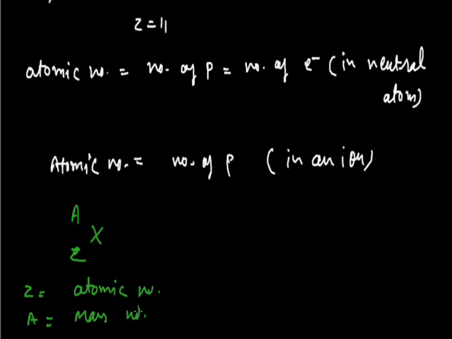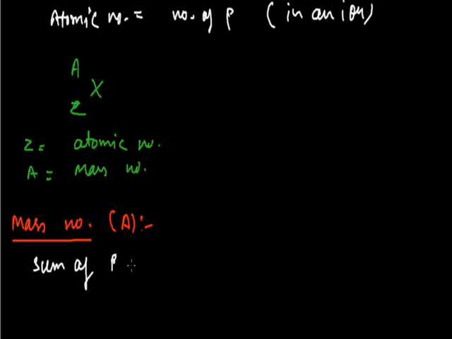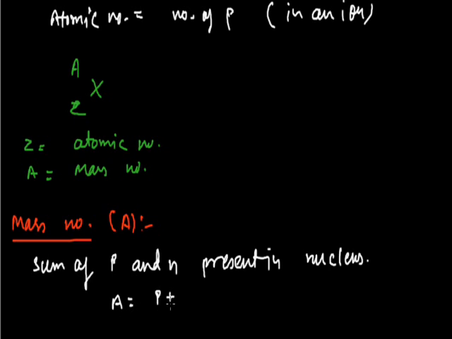Atomic number you have seen. Next we will see mass number, represented by capital A. The mass number is the sum of the number of protons and number of neutrons present in an atom. Sum of protons and neutrons present in nucleus. That is mass number. So we can say A will be equal to number of protons plus number of neutrons.